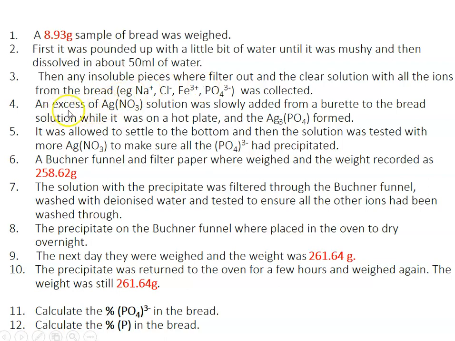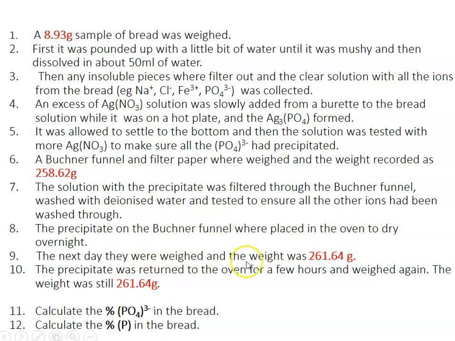Then you're adding excess silver, more than enough to collect all of the phosphate, adding it slowly so you don't trap any of the other ions, and you're allowing it to settle, testing it with a bit of extra silver to make sure all the phosphate's precipitated. Then you're going to filter and collect the silver phosphate. So you need to weigh your Buchner funnel and filter paper before, and in this example you've recorded the mass of that. Then you're filtering it and collecting your precipitate, washing it to wash off any ions, and then drying it to get rid of the water.